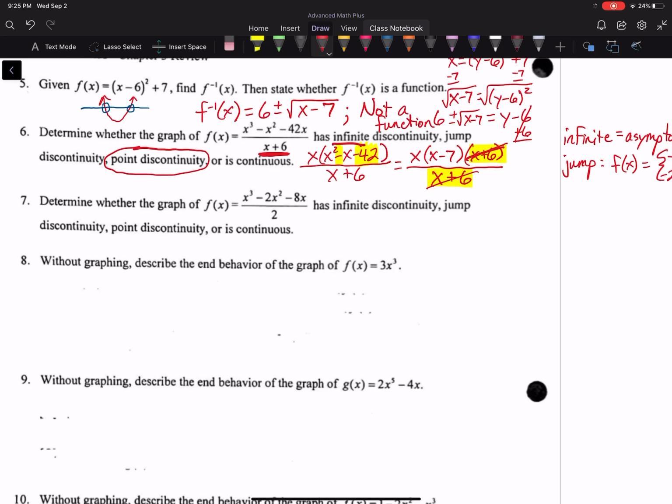So I hope that helps explain things. Again, if nothing cancels and there's a variable on the bottom, chances are it's going to be infinite discontinuity. If something does cancel after you factor it, then it is point discontinuity. Number 7 is actually continuous, simply because you're not dividing by any variables. You're just dividing by 2, so nothing's going to change. You can just divide by 2 and go on about your day. That doesn't have any asymptotes, there are no holes, and it's definitely not jump. Okay?